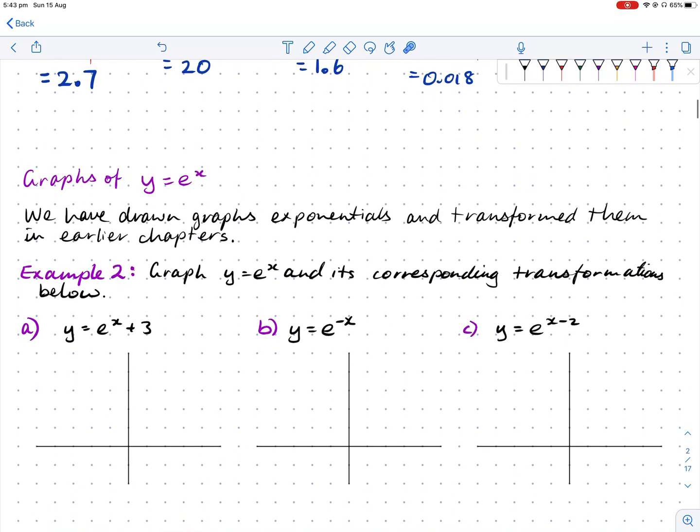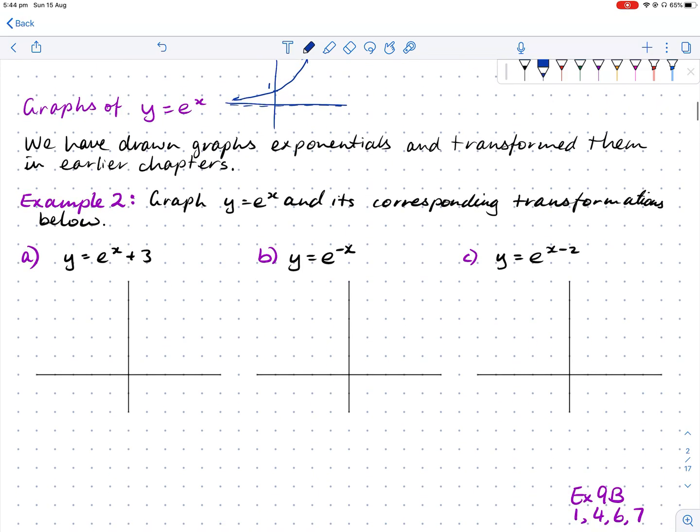Now, the other thing that we're going to look at in this lesson is graphing y equals e to the power of x. So we're graphing exponentials. We've already done a lot of these before. So an exponential looks like this. We've got the x-axis as an asymptote, and it passes through 1. So that's your basic exponential graph, but then we can do transformations. Remember, left, right, up, down, flip over, those sorts of things.